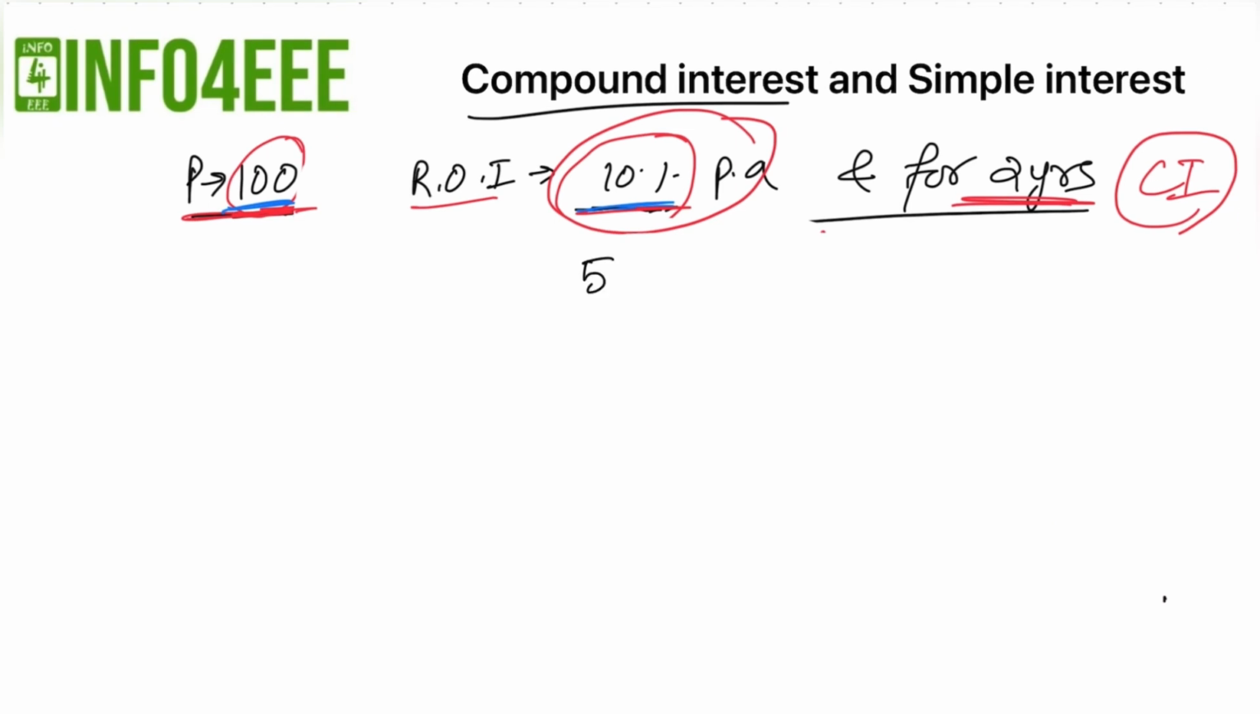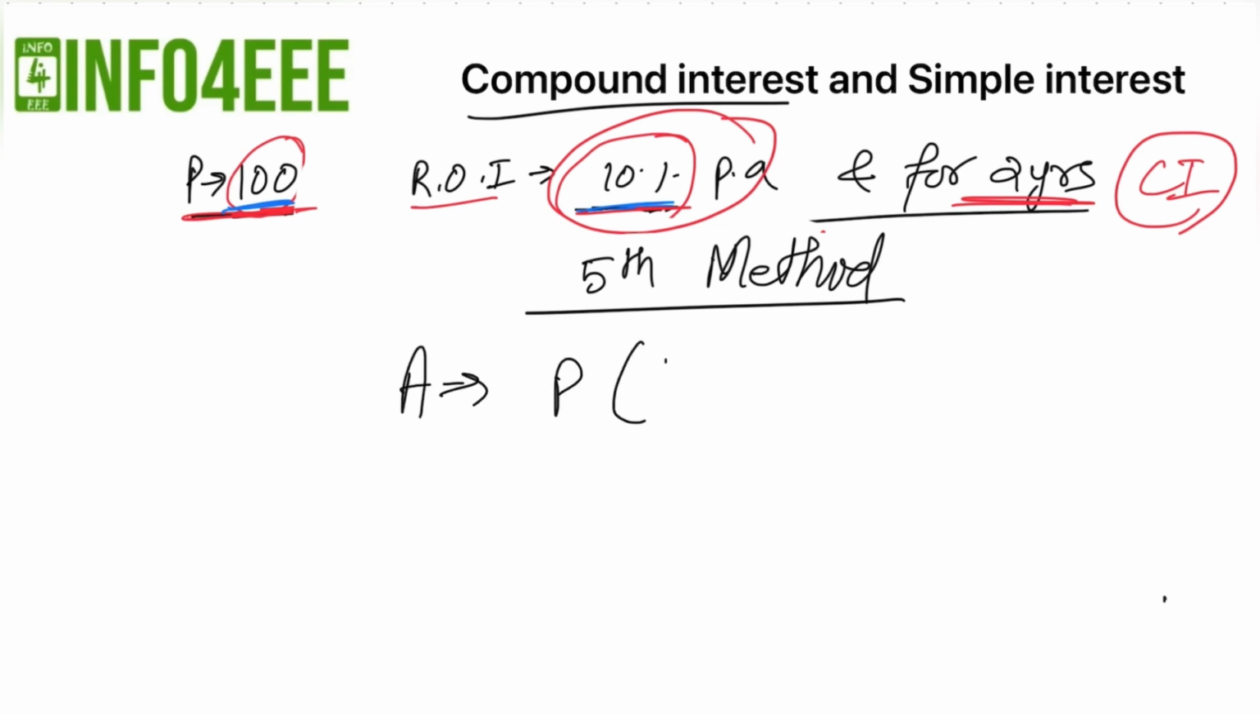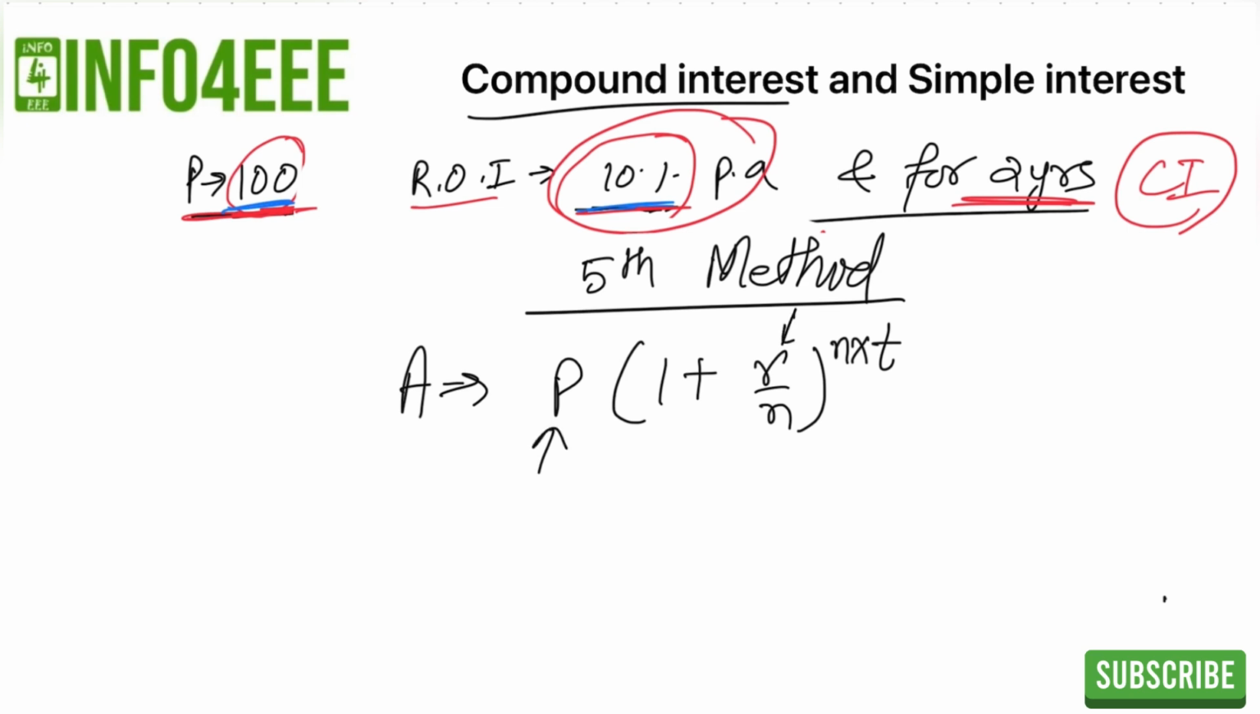Now method 5. In the fifth method, you can use the formula. So the formula says that amount is equal to principal into 1 plus r by n, to the power n into t. Where p is the principal, r is the rate of interest, n is the number of times interest is compounded in a year. If it is compounded annually, then n is 1. If it is compounded twice a year, then n will be 2. And this t is the time for the investment.